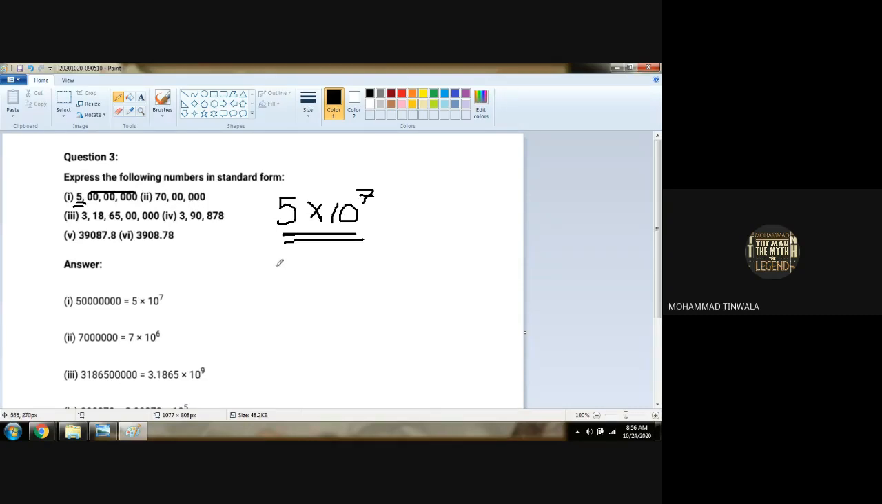70 lakh. So 7 is the individual number. We have to separate it. પેલા નંબર કેટલા છે ને એ અલગ કરી નાખવાના. Got it? Multiply by how many zeros are there? 1, 2, 3, 4, 5, 6. So 10 raised to the power 6. This is a standard form of the given number. So અહીંયા 5 into 10 raised to the power 7, 7 into 10 raised to the power 6. Got it? Now, main sum.